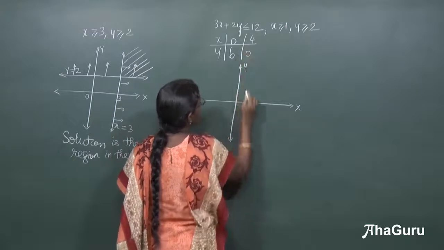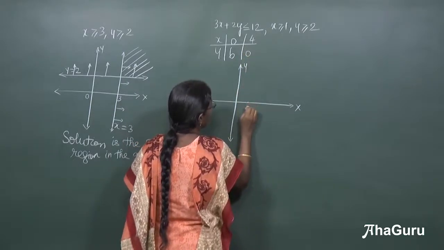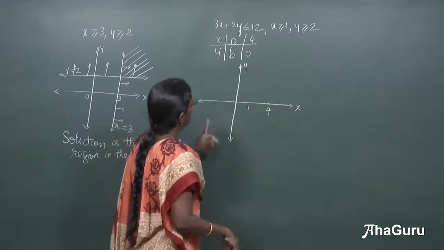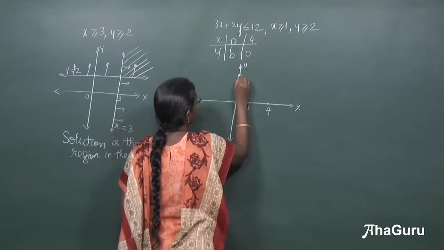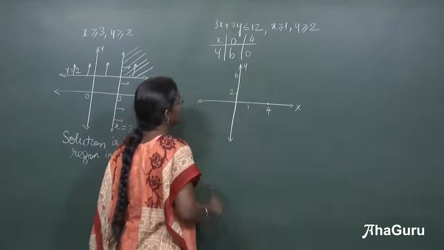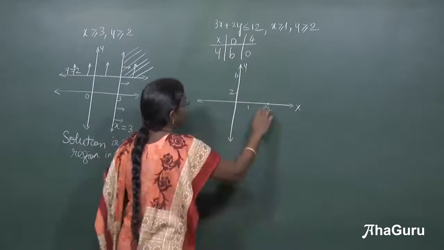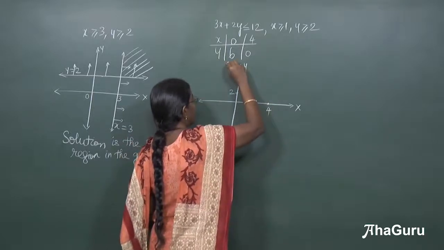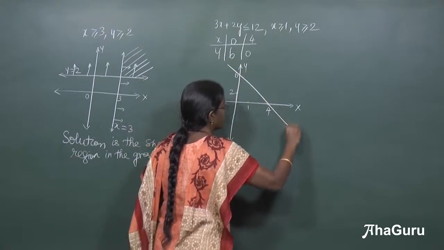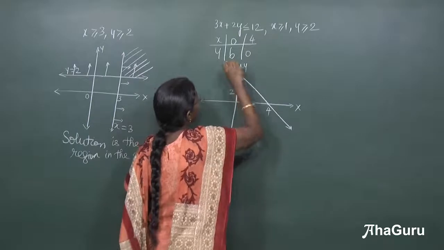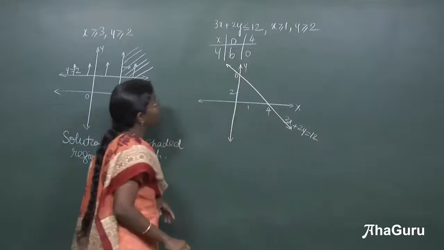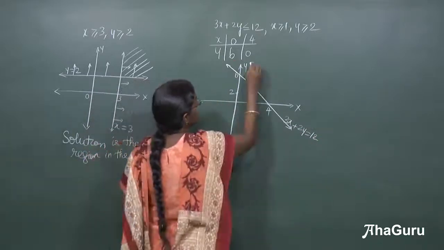We need x is equal to 1 there, and we also need x is equal to 4. Take a comfortable scale. On the y axis, we need 6 and also the point 2, y is equal to 2. Okay, for the first line we join this 6 on the y axis and 4 on x axis, right. So this is the line 3x plus 2y equal to 12. What is the other line? X is equal to 1.